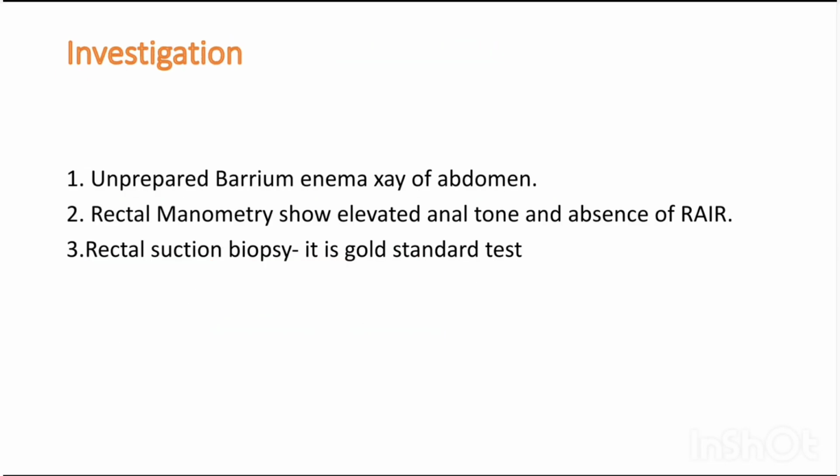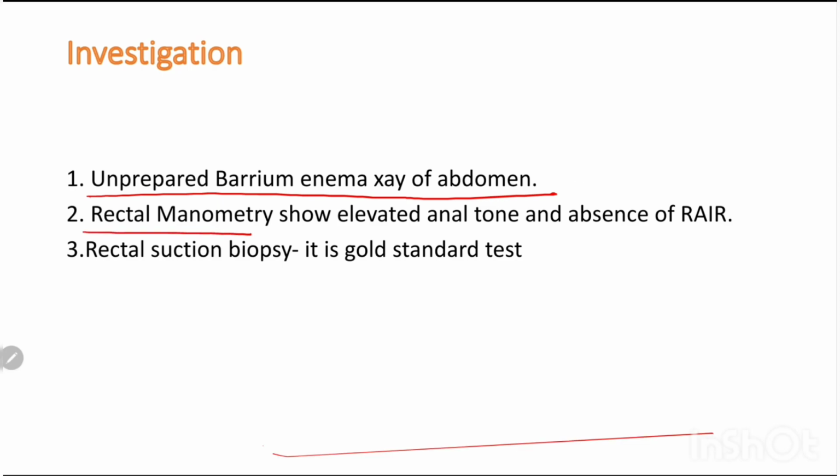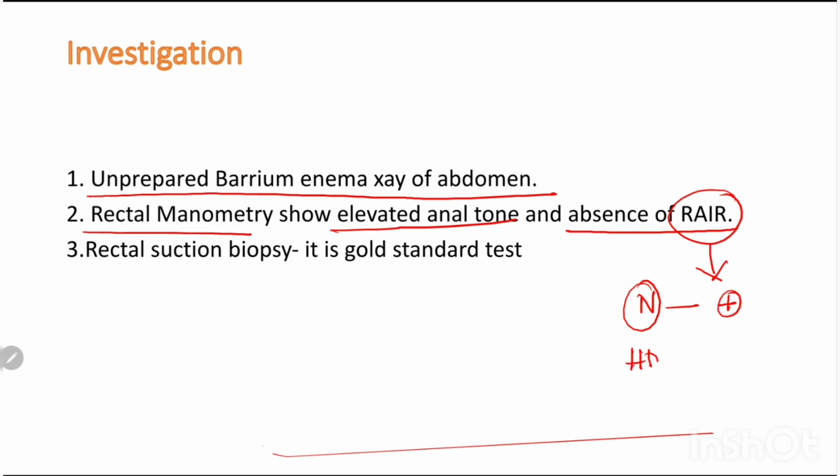Common investigations done in Hirschsprung disease are unprepared barium enema, X-ray of abdomen or plain X-ray abdomen, and rectal manometry, which shows elevated anal tone and absence of RAIR, that is rectoanal inhibitory reflex. Rectoanal inhibitory reflex is normally present, but in case of Hirschsprung disease it is absent. And third is rectal suction biopsy, which is the gold standard test for diagnosis of Hirschsprung disease.